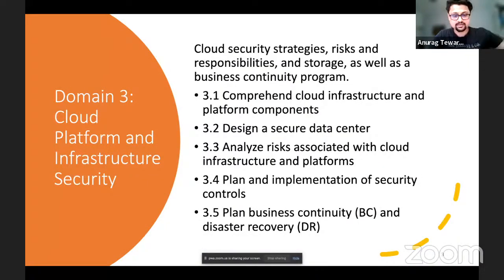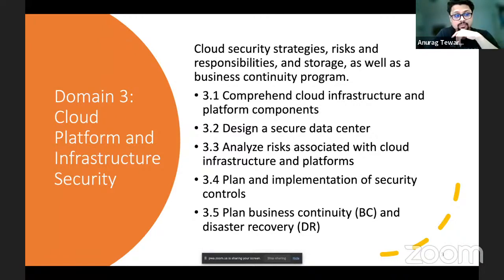So domain 3 really is about cloud platform and infrastructure security. This is where it starts getting a bit technical. Domain 3 talks about all the infrastructure, which includes the physical components, such as the services they provide, and the communication infrastructure that connects with the cloud. Each component has its own security requirements and shared responsibilities.